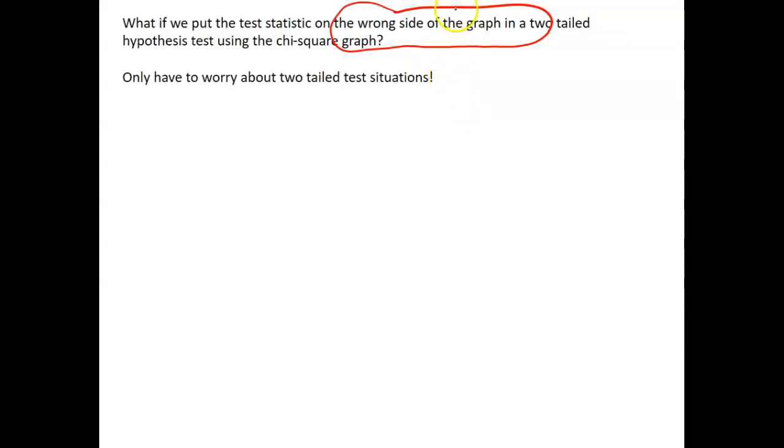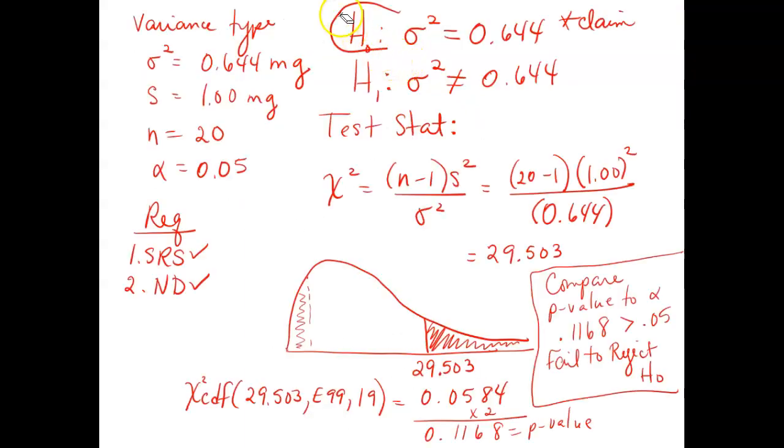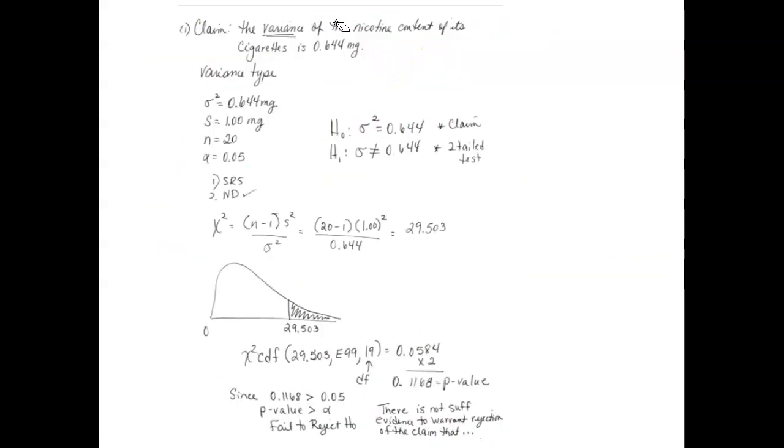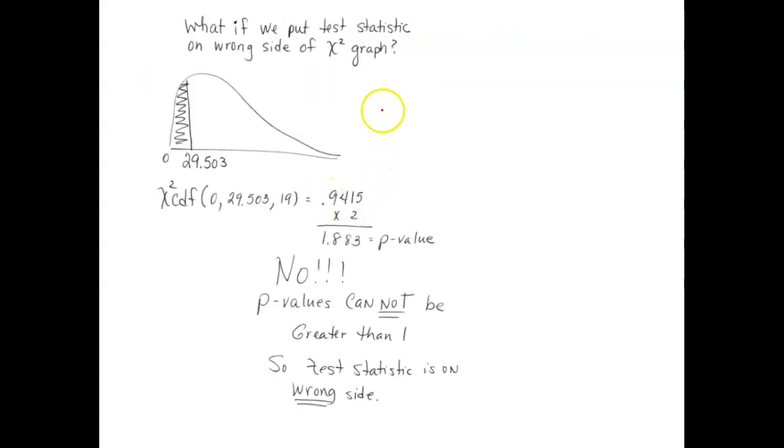Okay, I said that sometimes it's difficult to know which side to put it on when it's a two-tailed test. So with the t-distribution and the normal distribution, if your test statistic is negative, it goes on the left. If it's positive, it goes on the right. But everything is positive with the chi-squared. So when it's a two-tailed test, it's difficult to know which tail to use. So what I want to show you here is, what if we were to have put it on the wrong side? If you remember, we put it on the right side and we found the right tail.